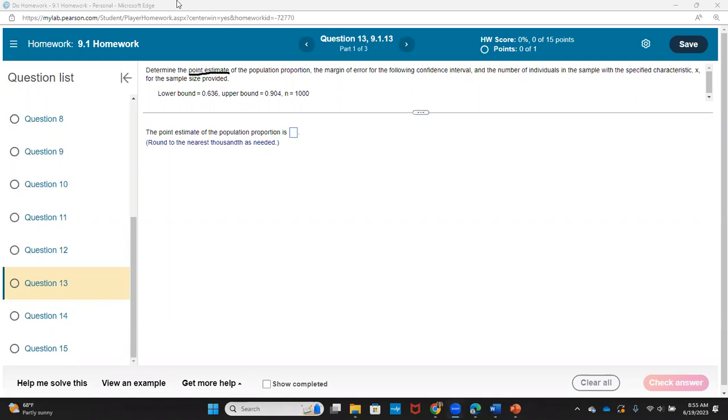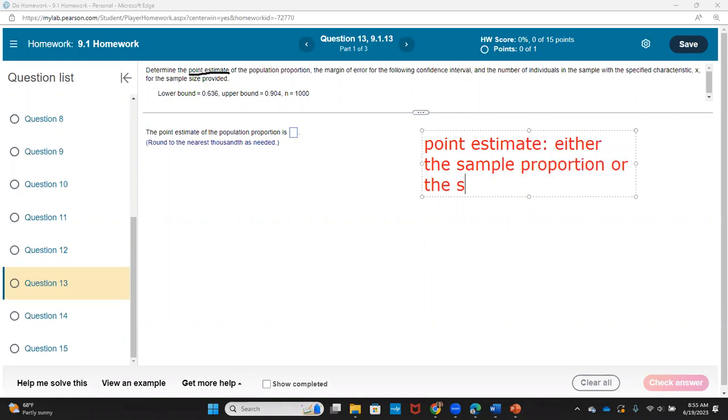For confidence intervals, if they refer to a point estimate, it's either the sample proportion or the sample mean. It's just the word that they use to refer to whatever the problem's about, proportions or means. It's the sample proportion or the sample mean.